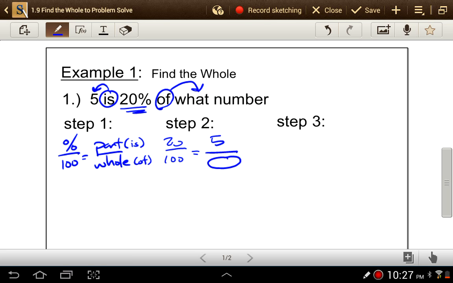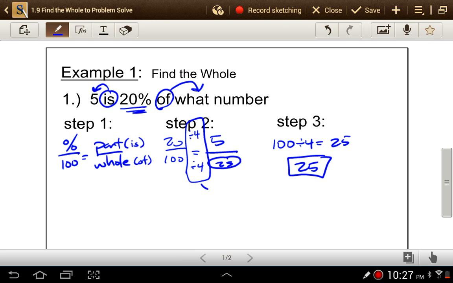How do we go from 20 to 5? We're going to divide by 4. So how do we go from 100? Divide by 4, because we have to do the same thing to the denominator that we do in the numerator. 100 divided by 4 is 25. So that's what I'm going to write here in step 3. 100 divided by 4 is 25. So our answer is 5 is 20% of what number? That number is 25. So step 1, write your equation. Step 2, plug it in. Step 3, we're going to apply this middle step in step 3 of what we're doing to solve the problem. So that's kind of the formula I want you to take as you're following through.